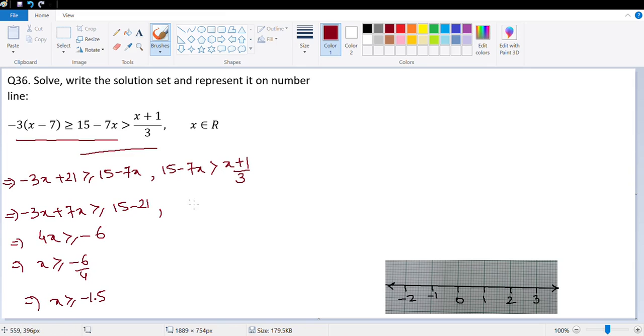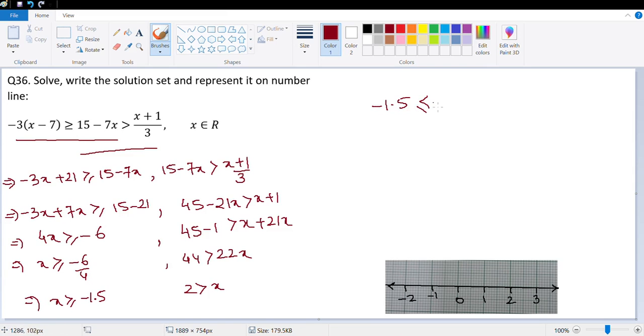Let's try and solve the other part as well. So let's cross multiply first. So this is 45 minus 21x is more than x plus 1. Let's take negative 21x on the other side. So this is 45 minus 1 is more than x plus 21x. This is 44 is more than 22x, which means 2 is more than x. If I combine these two, then this becomes negative 1.5 is less than or equal to x, which is less than 2.